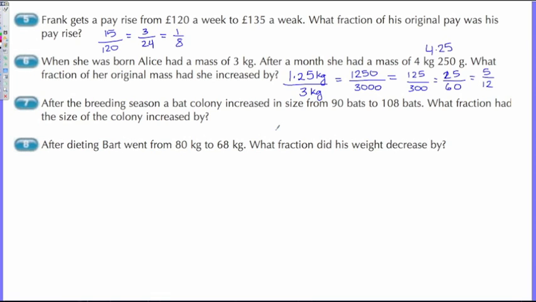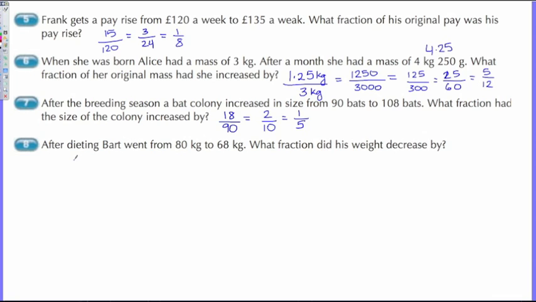Okay, after the breeding season, a bat colony increased in size from 90 bats to 108 bats. What fraction had the size of the colony increased by? So going from 90 to 108 is going to be 18, and it's 18 out of the original, which is 90. So simplifying that, we can divide it by 9. Simplifying again, we can divide by 2, and we get 1/5. So the colony had increased by 1/5.